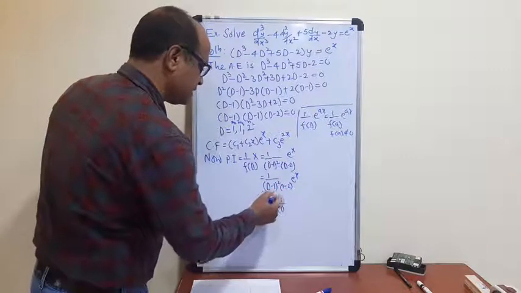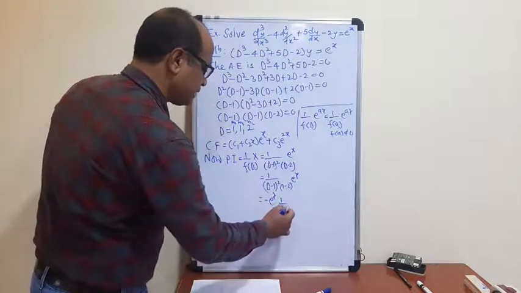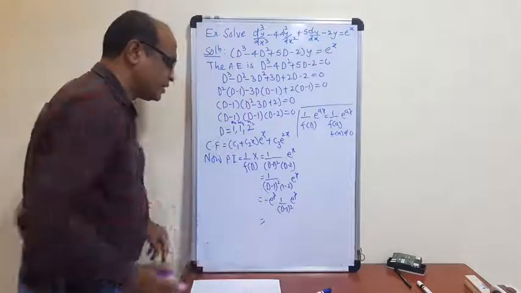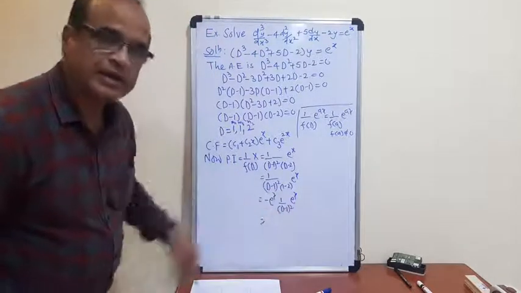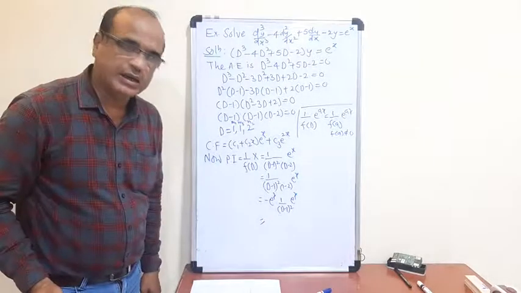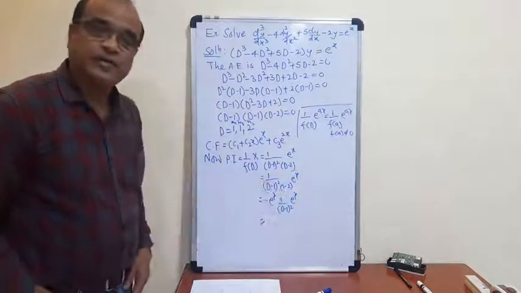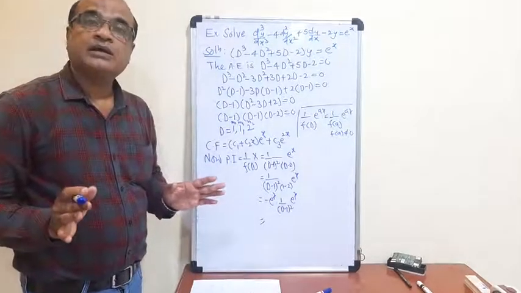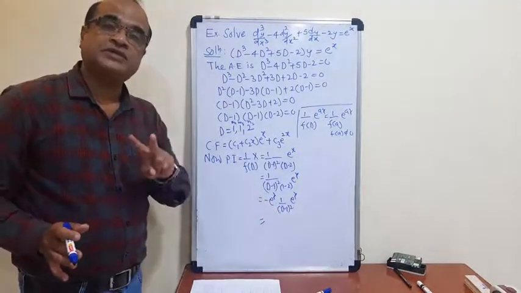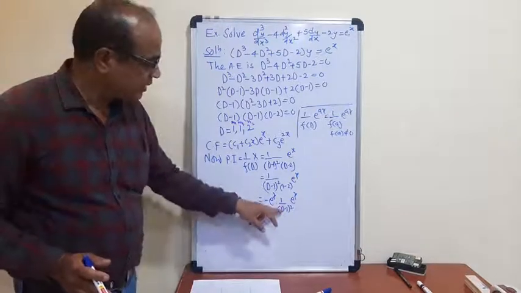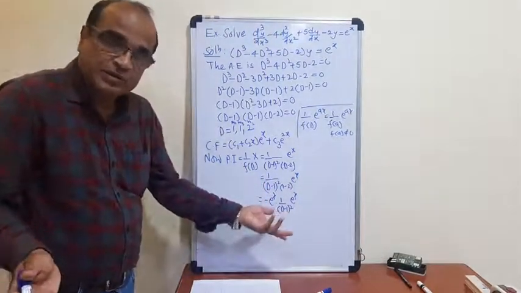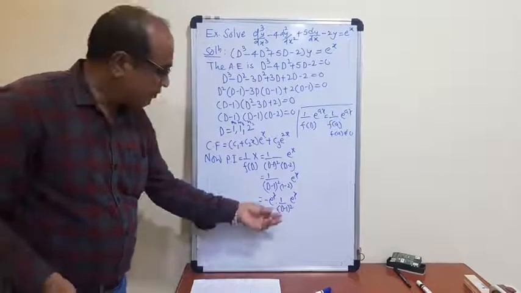So this is (D minus 1) whole square e raised to x. Okay, so what is the particular integral? Again we find the particular integral here. So 1 upon (D minus 1) whole square. So this factor is repeated 2 times, and if we put D equal to 1, this becomes 0. So this is a 0 factor repeated twice.